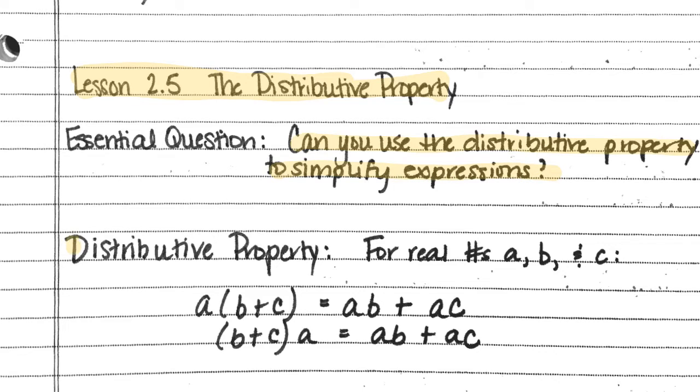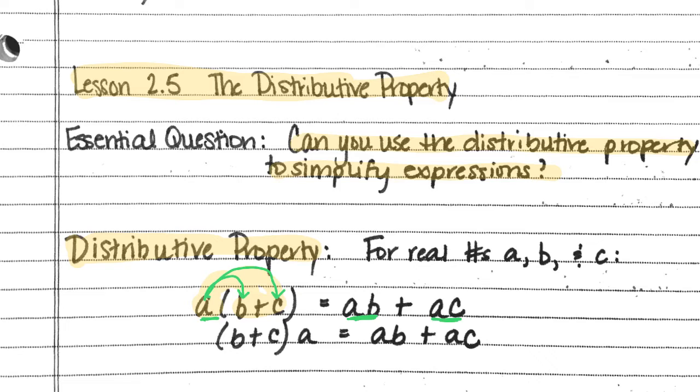The actual definition of the distributive property says for real numbers A, B, and C, A times (B plus C). Notice this gets distributed, so I'll draw that with a little arrow. A is multiplied by B. Keep the sign in the middle. A is multiplied by C. So notice this A is multiplied by both B and C.